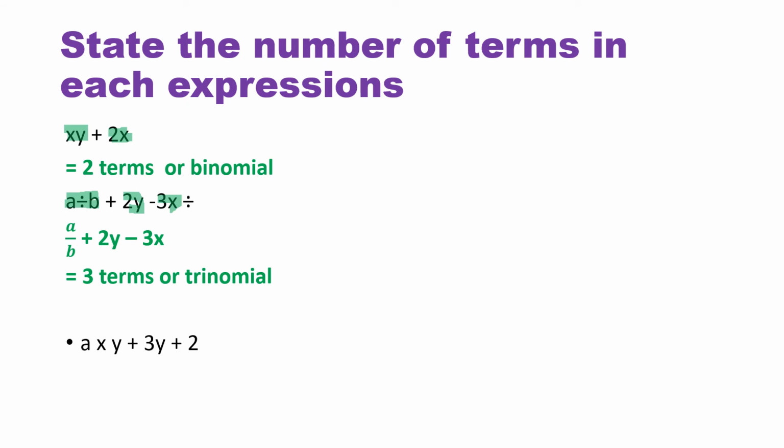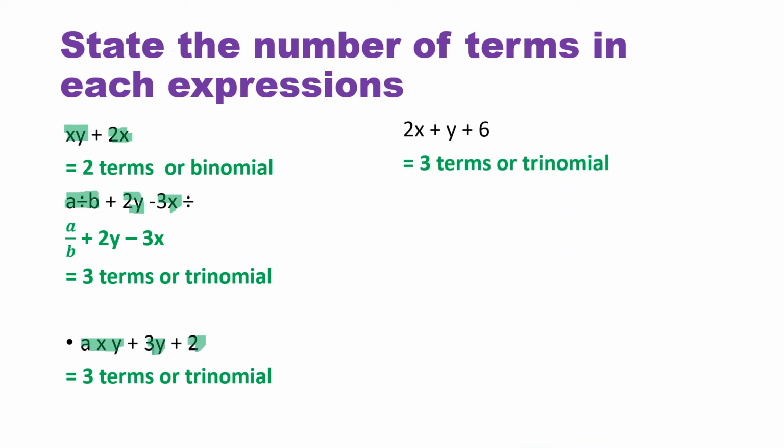Now a into y. So I told you that when multiplication sign is there, that also is taken as one term. A into y means ay. So ay plus 3y plus 2. So how many terms are there? Three terms. Ay, 3y and 2. So this is a trinomial. See 1, 2 and 3 terms. So this is a trinomial.